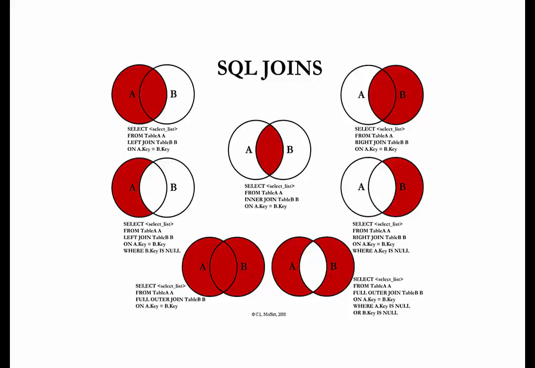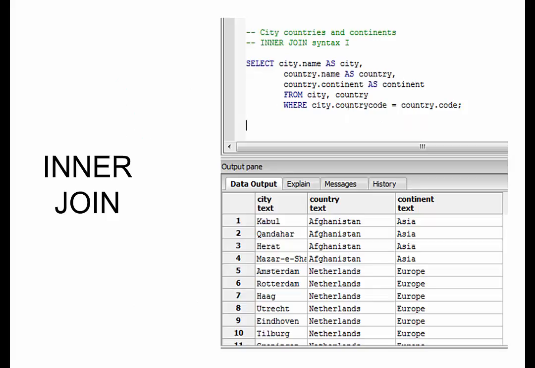Don't worry about that. So let's see an inner join in action. So here we are. We want the city name from the city table, the country name from the country table, and the continent that the country is in from the country table. We're going to do a simple inner join on that so that we can match on the country code.